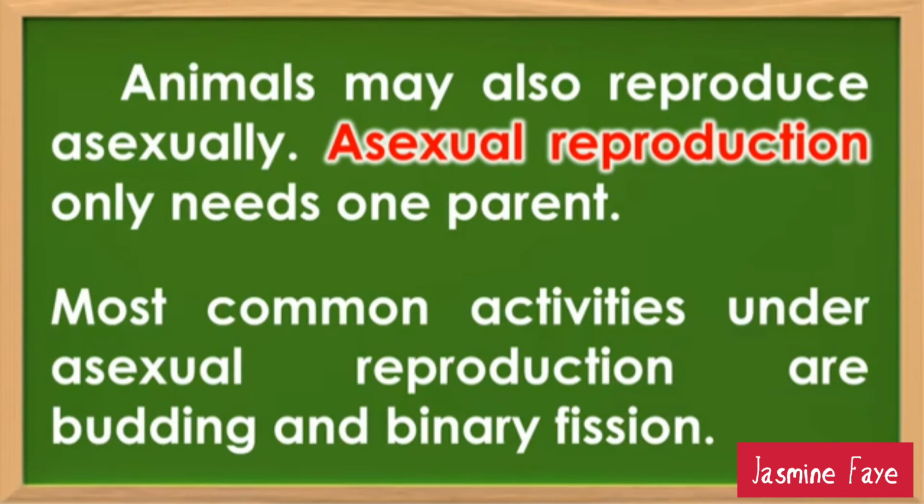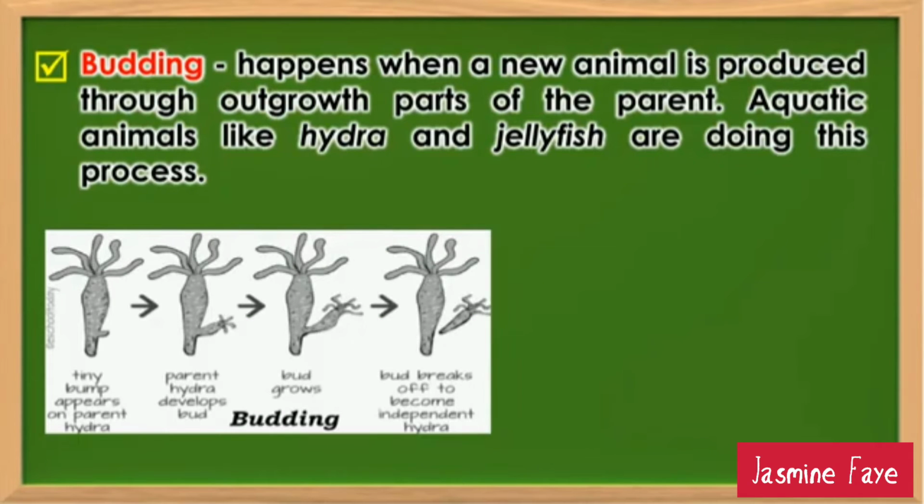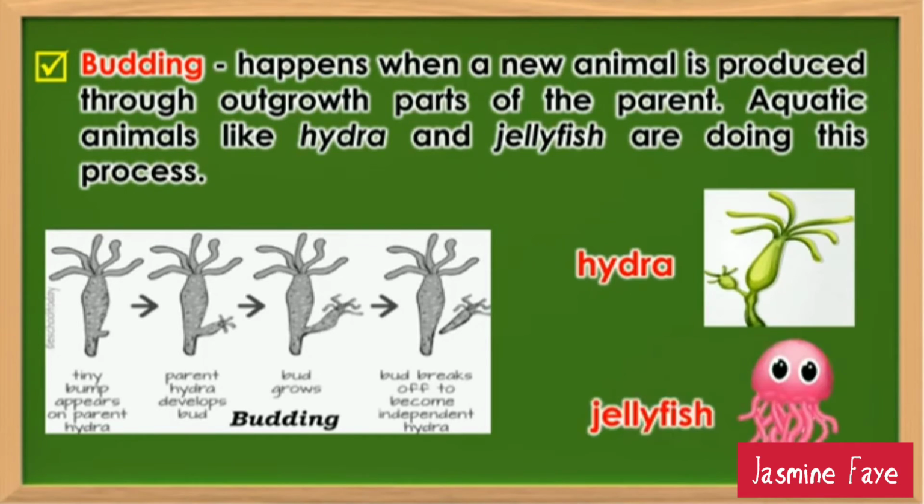Animals may also reproduce asexually. Asexual reproduction only needs one parent. Most common activities under asexual reproduction are budding and binary fission. Budding happens when a new animal is produced through outgrowth parts of the parent. Aquatic animals like hydra and jellyfish are doing this process.